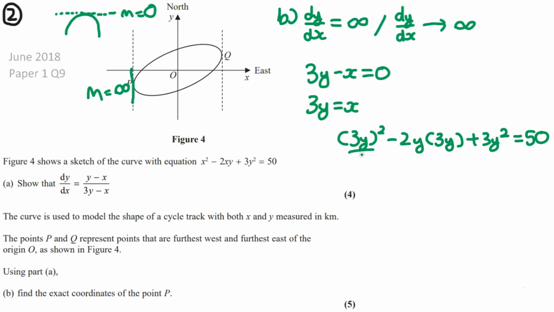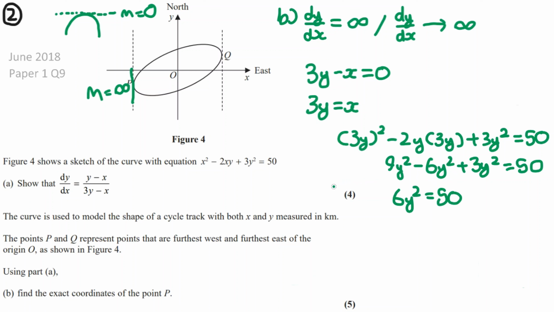So what we can do, we can say that 3y to the power of 2 is 9y squared, and then 2y multiplied by 3y is going to be 6y squared, like this here. Then all of these terms are y squared, so what we can do is we're going to do 9 minus 6 plus 3, which is 6. It's going to be 6y squared is equal to 50, and then divide both sides by 6, so y squared is equal to 25 over 3, and then square root both sides, so y is equal to, if you put it into your calculator, plus or minus 5 root 3 over 3. So these are the y values for Q and P here.